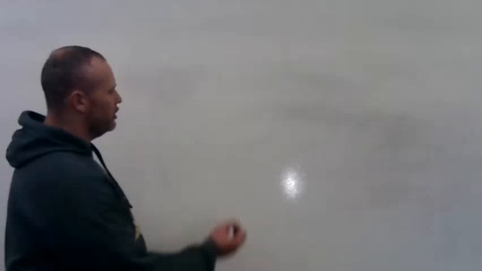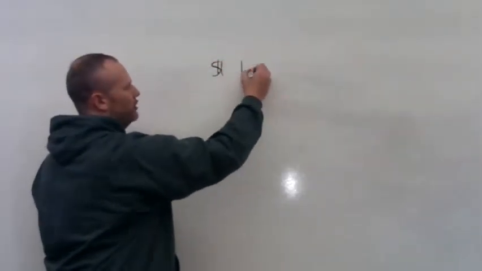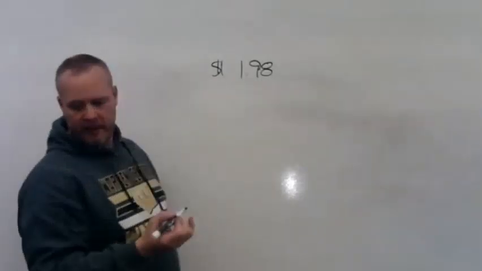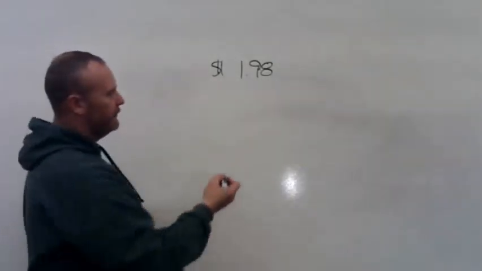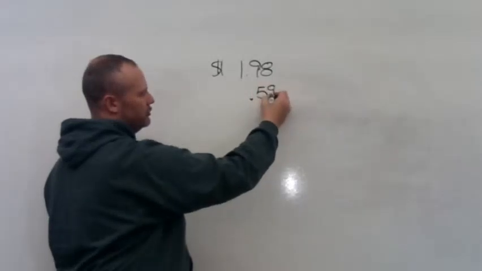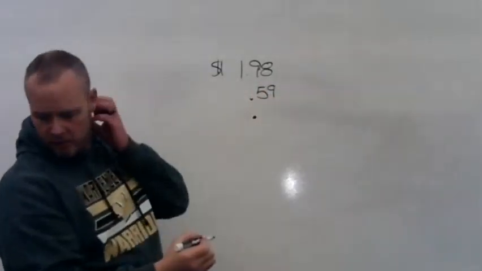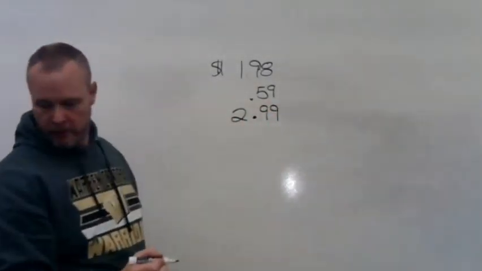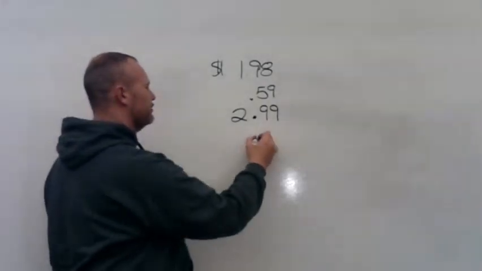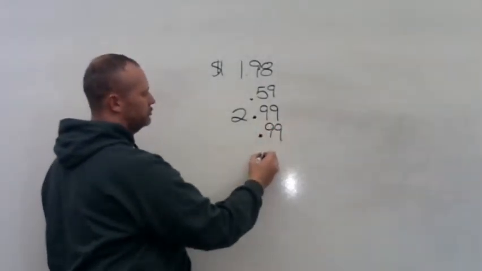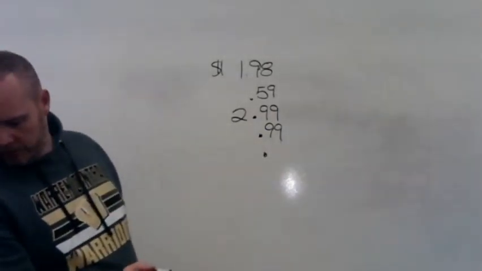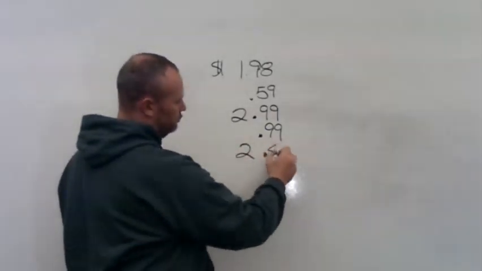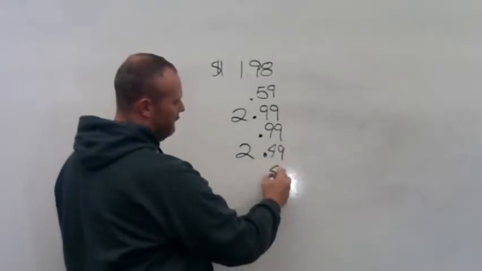So what we're going to do first is just take a tally of all of the items that we purchased. First one cost $1.98. The next one was 59 cents. The next one was $2.99. The fourth was 99 cents. The fifth was $2.49, and the sixth was 49 cents.